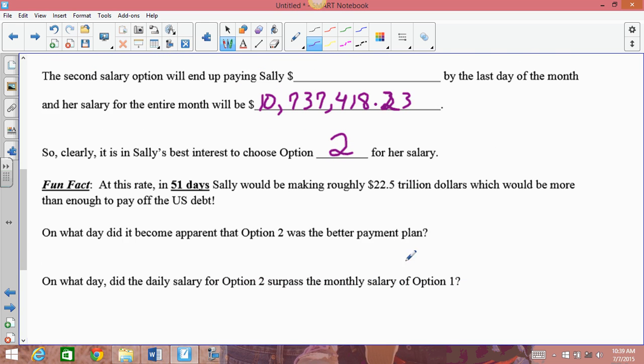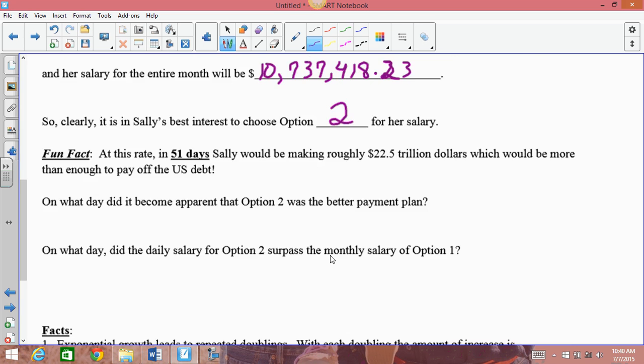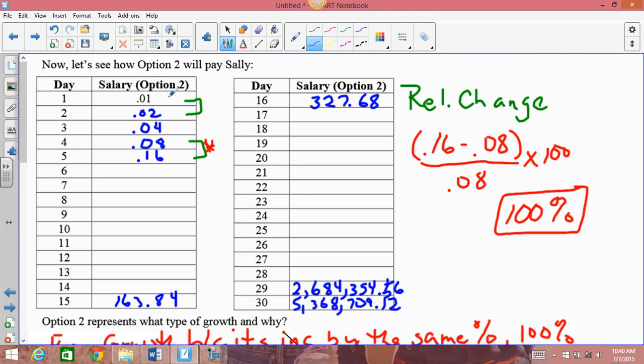I'll let you answer the next couple of questions from the solutions key. A couple of facts down here at the bottom. The first fact is just talking about how, for example, if you add the first two together, that's 3 cents.